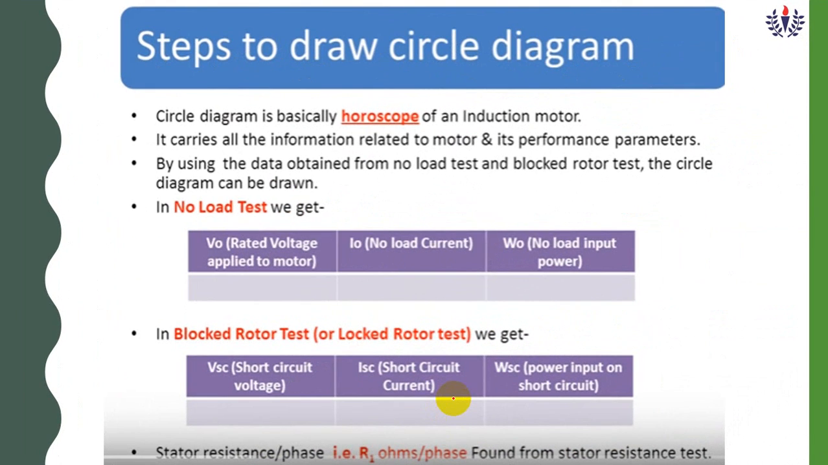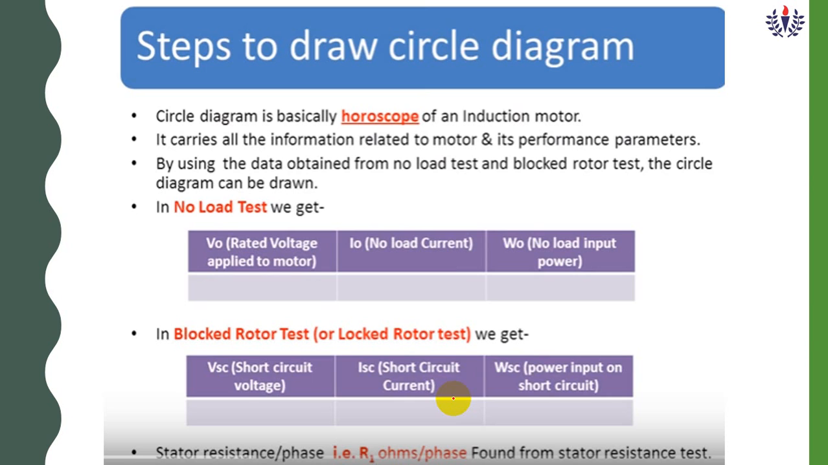Steps to draw the circle diagram. The circle diagram is basically the horoscope of an induction motor. Horoscope means it shows the nature of the induction motor, because all the parameters are incorporated in the diagram itself. By seeing the circle diagram, we come to know whether the machine is running in good condition or not. It carries all the information related to the motor and its performance parameters.